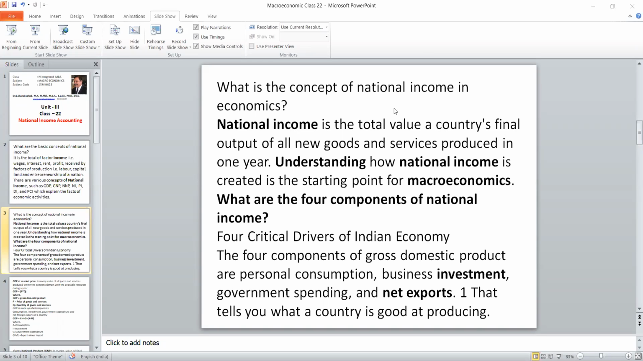That is, national income is the total value of a country's final output of all new goods and services produced in a particular year. Then mention that the starting point of macroeconomics is the basic knowledge about national income. Basic knowledge means you should know what the 7 elements are. Then, what are the 4 components?